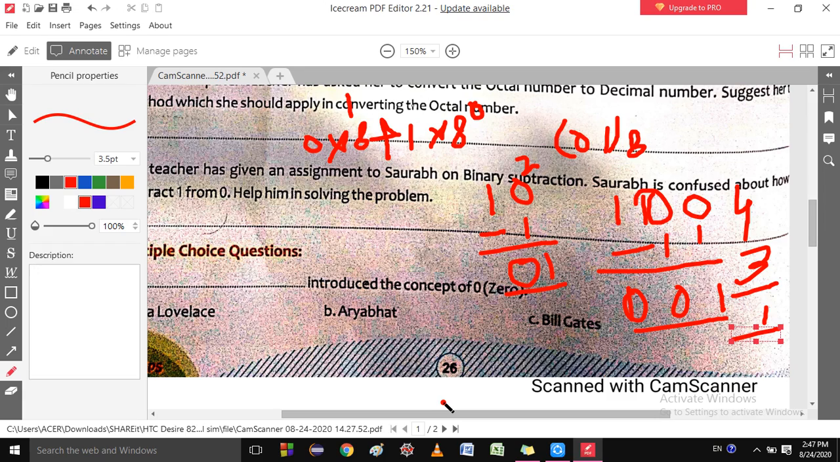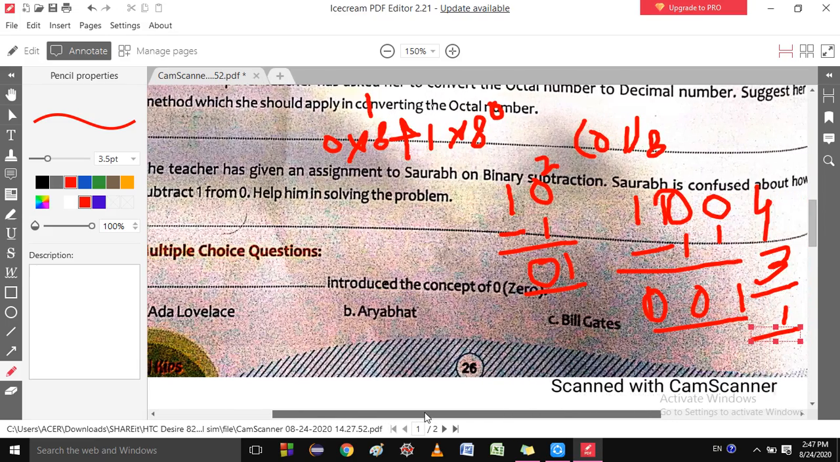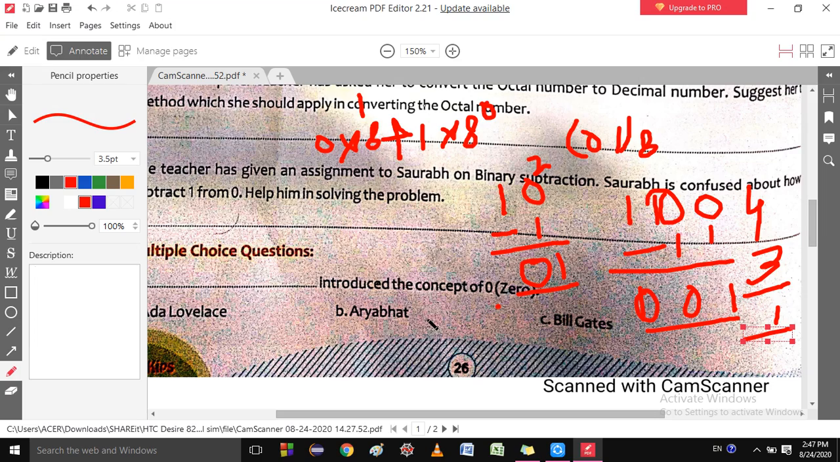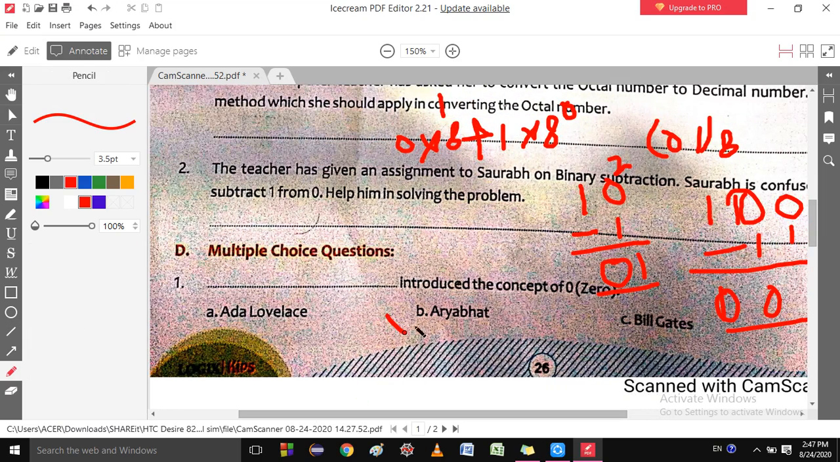The question is a multiple choice question. Who introduced the concept of 0? That is Aryabhata. I already said that to you, Aryabhata.